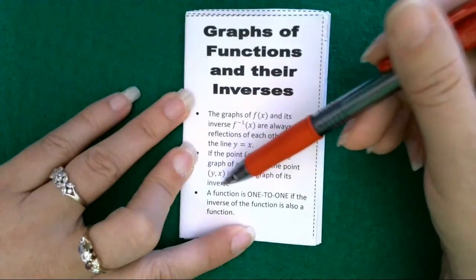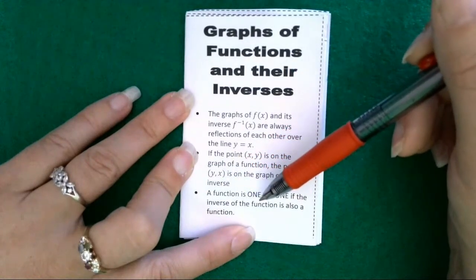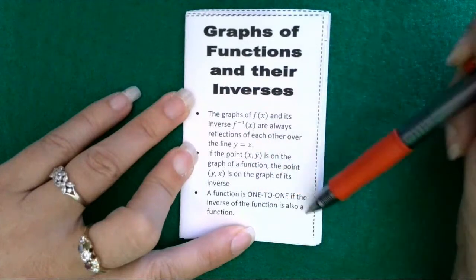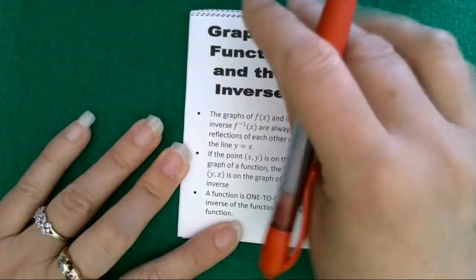Okay, and then the last one, vocabulary, a function is 1-to-1 if the inverse of the function is also a function. And we'll discuss that more in context as we go through the notes.